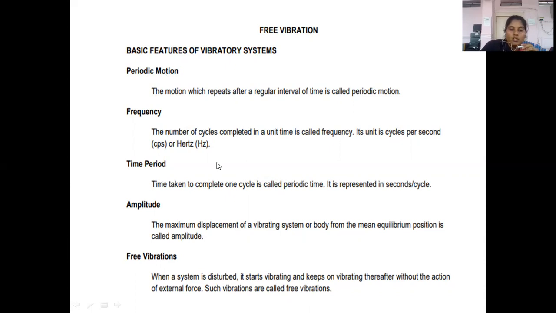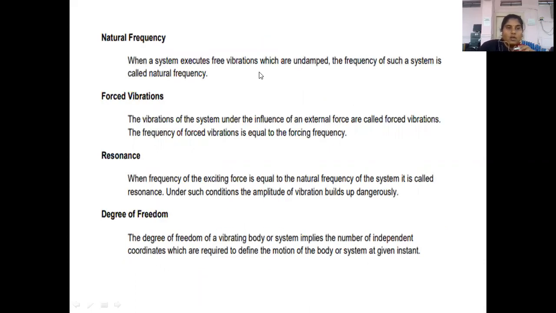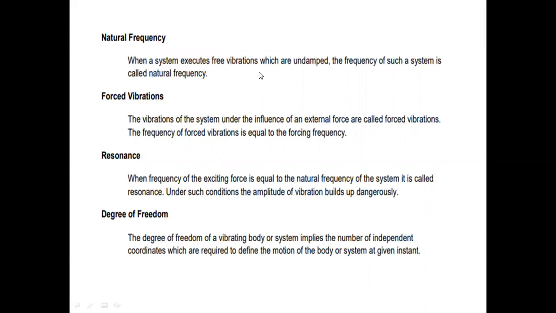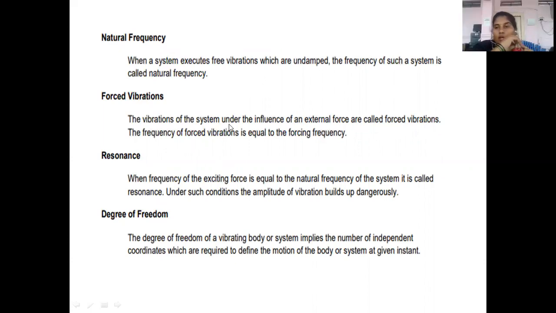Okay, now we move towards the next point, that is the natural frequency, the forced vibration and the resonance. Natural frequency, you should already know what it is. So when a system executes free vibration which are undamped, बघा natural frequency कधी तयार होते? पहिली गोष्ट म्हणजे की it is a free vibration. Second one is it is undamped. Undamped म्हणजे काय, त्या ठिकाणी dampers available नाहीत.